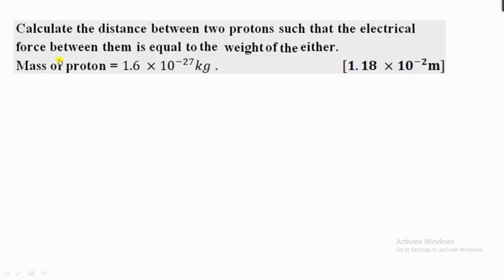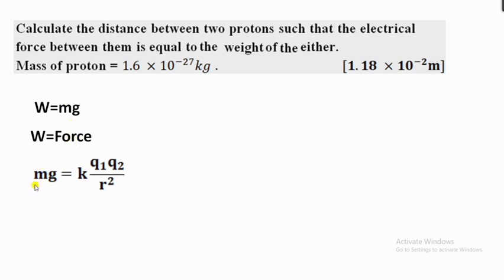So this is the next question. It is saying calculate the distance between two protons such that the electrical force between them is equal to the weight of either. So mass of the proton is given, so it is saying the force is equal to the weight of one of the protons. So we know the weight is mg, and m is already given, mass is this, and g is acceleration due to gravity, so we can find the weight, and it is saying weight is equal to the force. So you can write mg is equal to force is this. So from here you can find this distance. The answer is already given, so you may not find the exact answer like this. If it is coming near to this, it is fine.